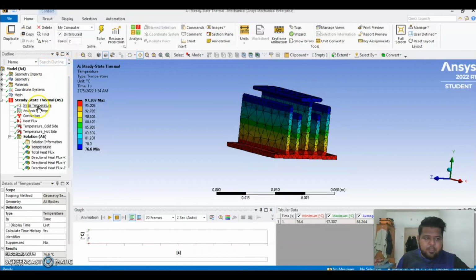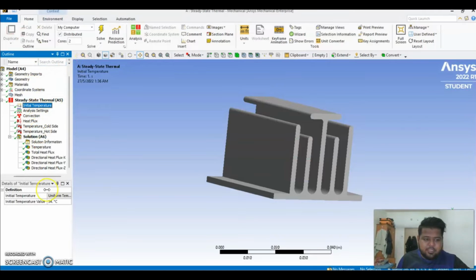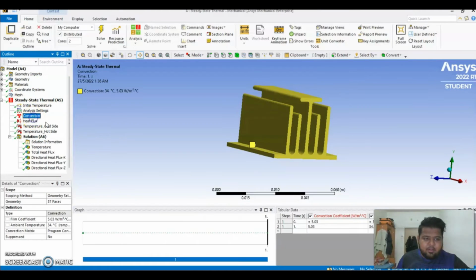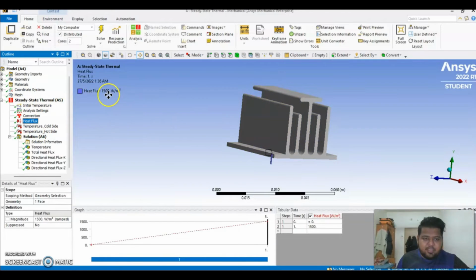simulation screen. Okay, you check the initial temperature, which is at 34 degrees, the convection, which is at 5.03, the heat flux, which is at 1500, the temperature at the cool side, around 76.6, and the temperature at the hot side, around 97.3. Once your simulation is done, you will see a tick under the simulation tree: the temperature, the total heat flux, and the directional heat flux in X, Y, and Z.